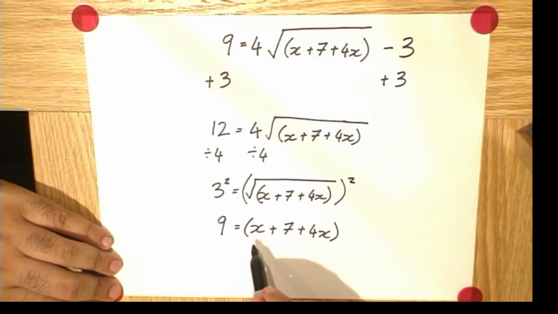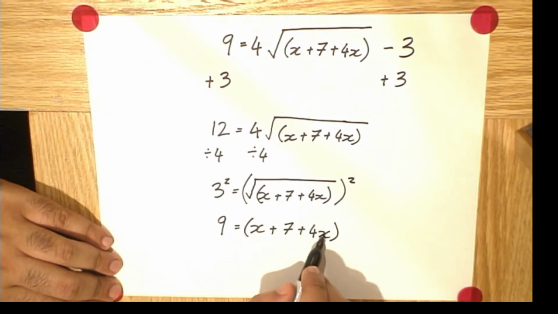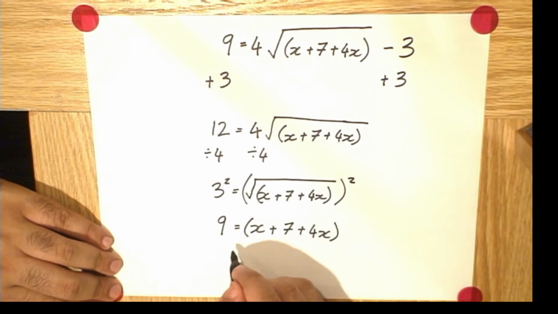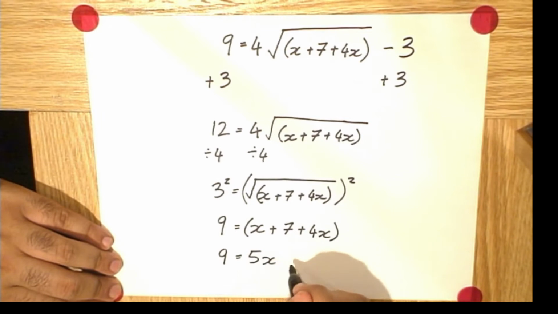And finally, we resolve what is inside the parentheses and we do the process all over again. x and 4x are like terms, so they can be added together. That gives me 9 is equal to 5x plus 7.